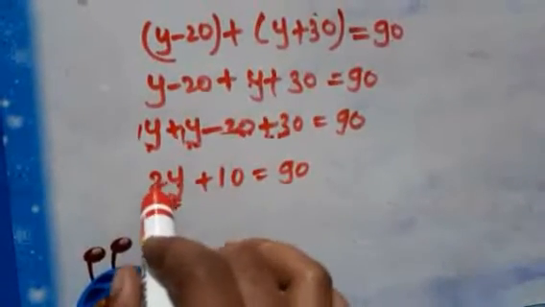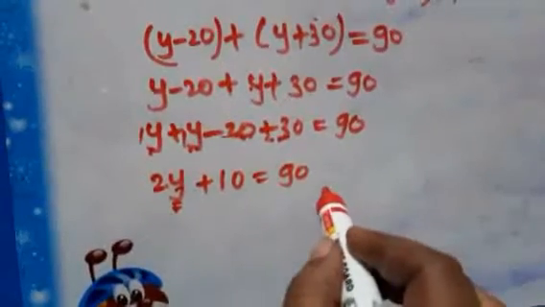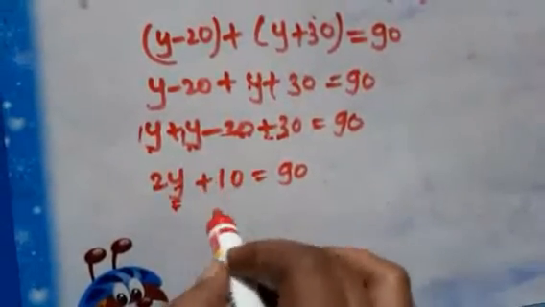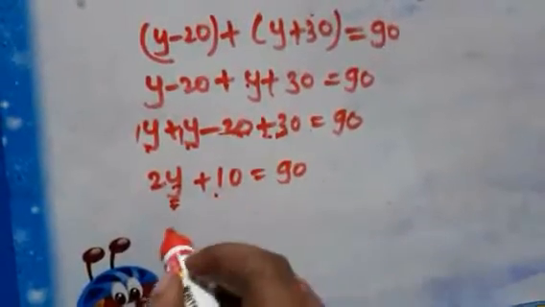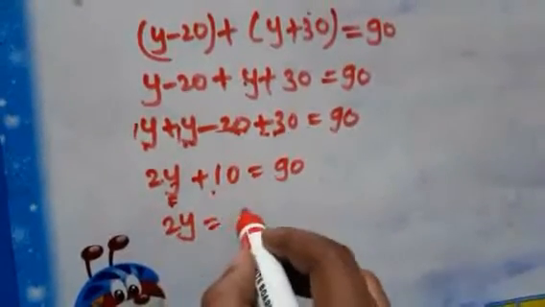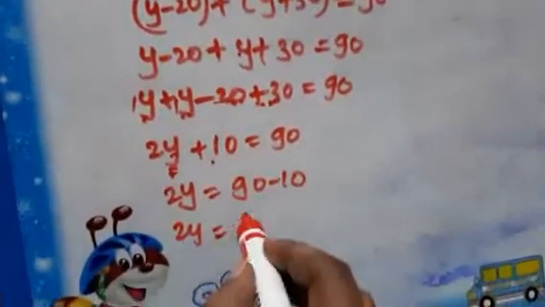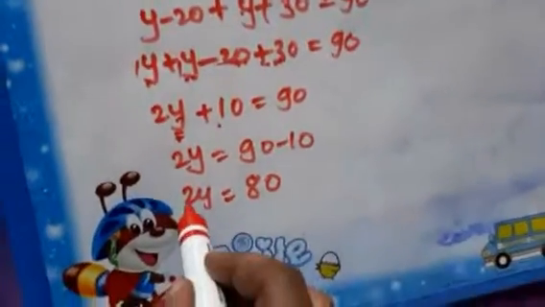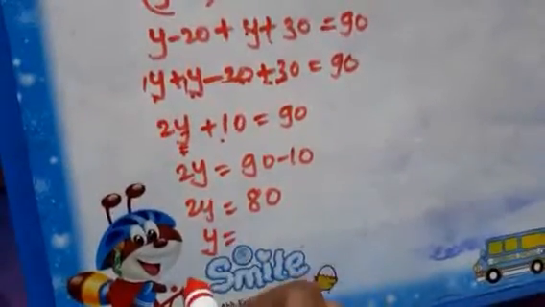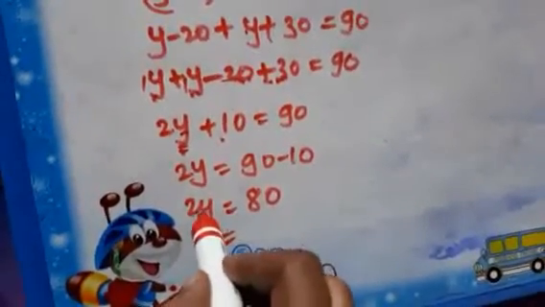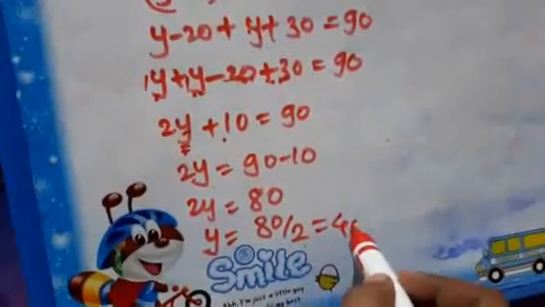So this 2 and y are in multiplication. I can't directly send this 2 here. So what we will do is first send this number to this side. As a positive number it will become negative. 2y is equal to 90 minus 10. So 2y is equal to 80. Now I don't want this 2, so we will send it to this side, so that we get y equal to. This is multiplication, so it will go into division: 80 divided by 2, it will be 40.